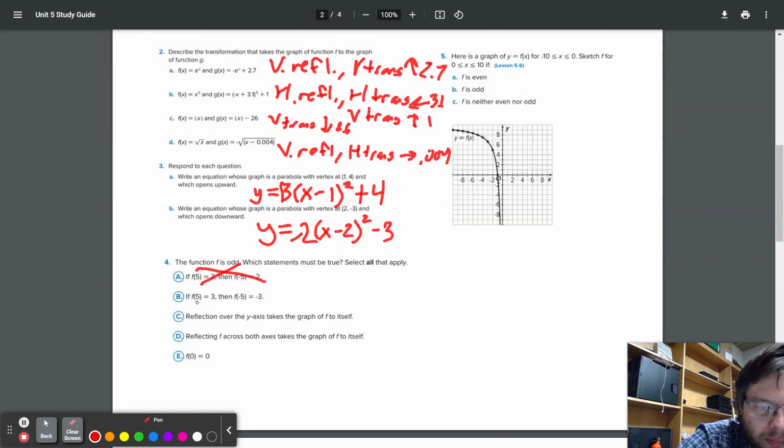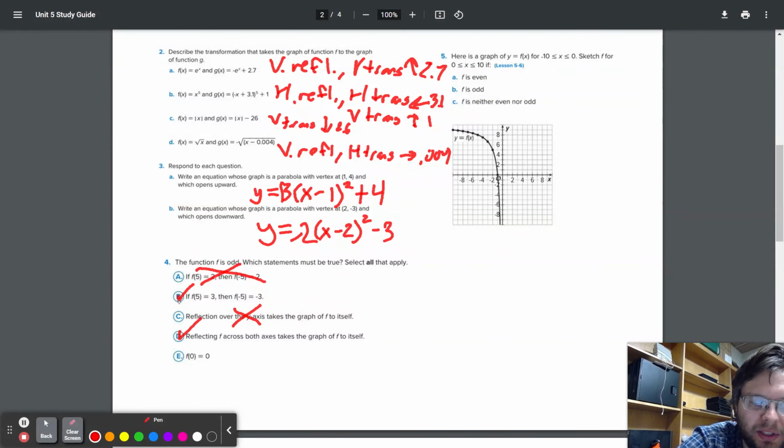Part B is true because positive side is 3, negative side is the opposite. Reflection over the y-axis takes it to itself. No, that's true for even. Reflecting f across both axes takes the graph of f to itself. That is true. That's what odd means.